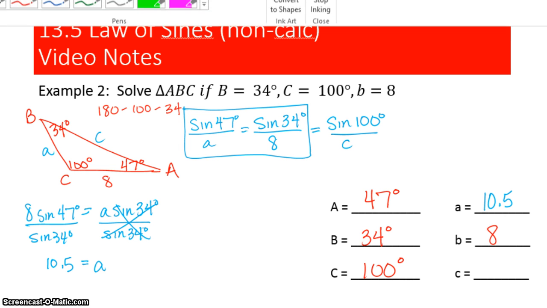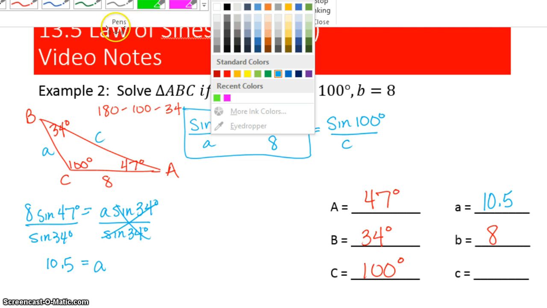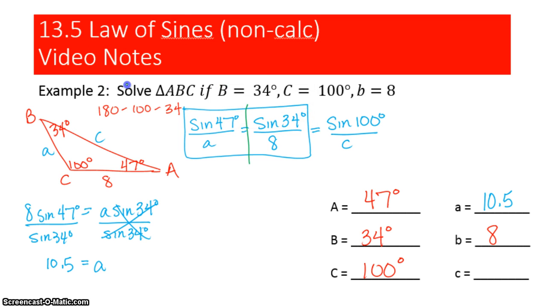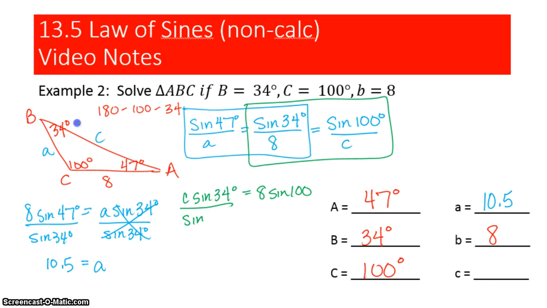And now we need C, so we are going to just pick different pieces. So we're going to pick these pieces here, and we're going to cross multiply again. So we get c sine 34 equals 8 sine 100. And we're going to divide by sine 34 to get c by itself. And type that in the calculator. We're going to type in 8 sine 100 end parentheses divided by sine 34. And we get c is 14.1. And there we have all of our pieces.